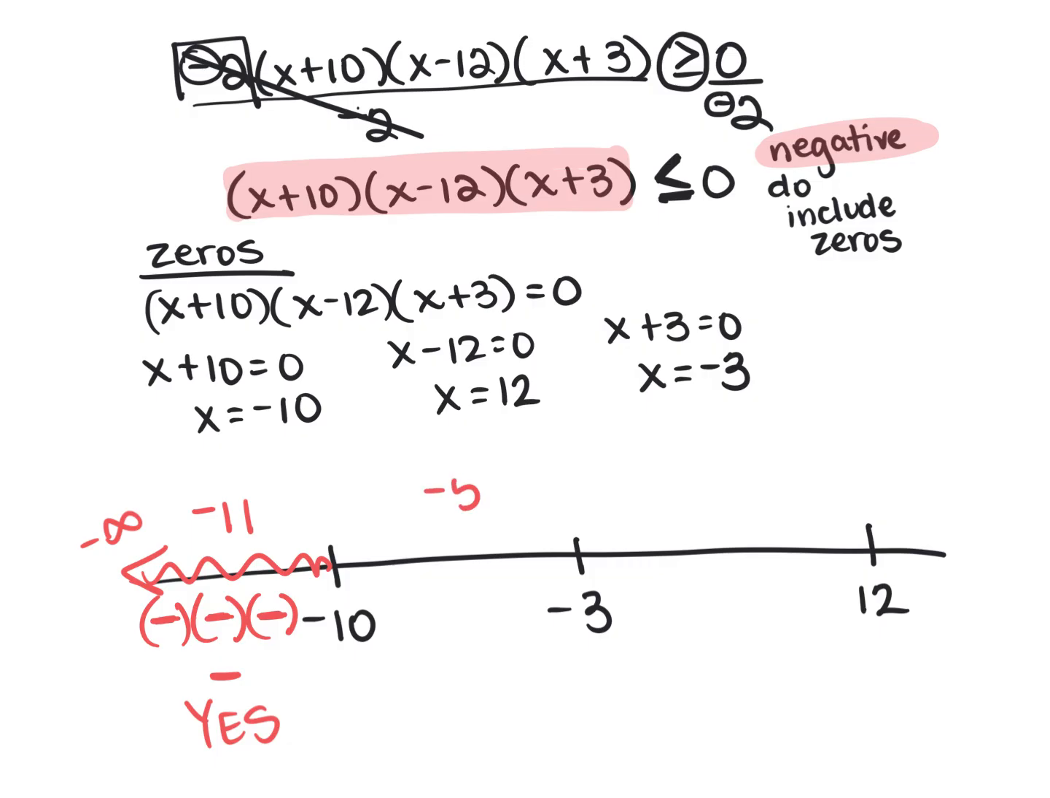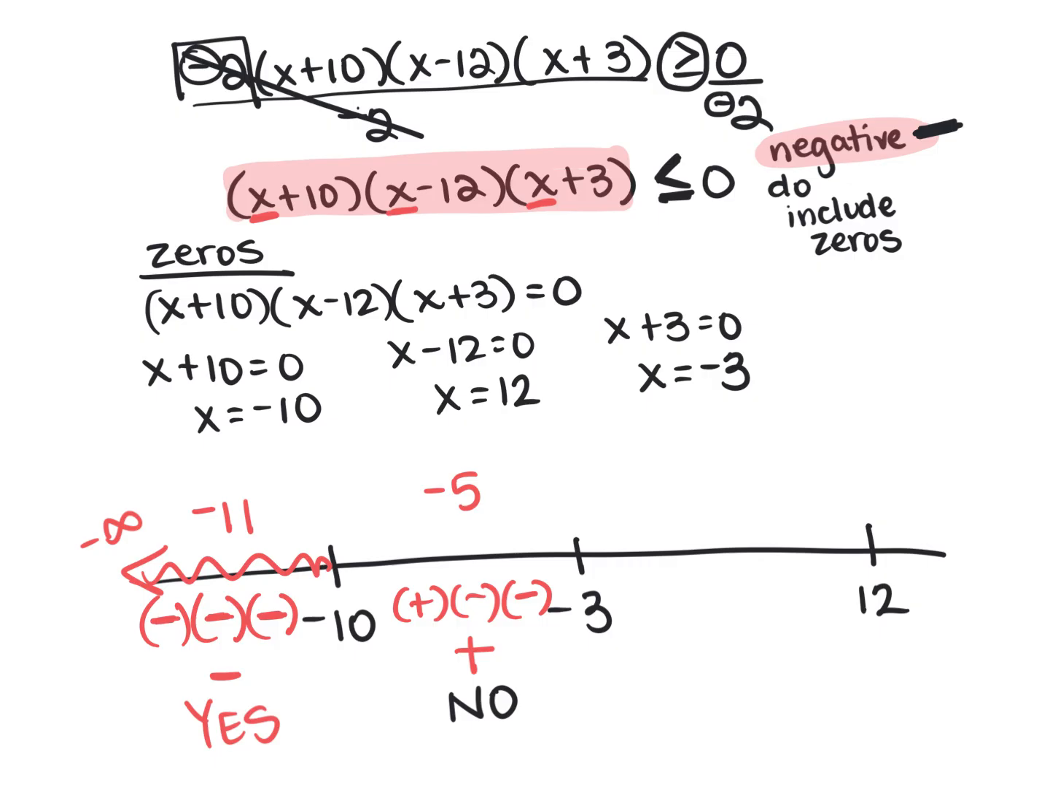All right, I need another test value between negative 10 and negative 3. I'm going to choose negative 5. If I plug that in here, I've got 10 minus 5. Well, that's a positive number. If I plug it in here, I have negative 5 minus 12 more, so that's a negative. And then if I plug in here, I've got negative 5 plus 3, so that's a negative. So this is a positive times a negative, so that whole section is negative... rather, positive, meaning it is above the x-axis. So that one is, of course, not the negative that we wanted. So that one is not in my solution set.